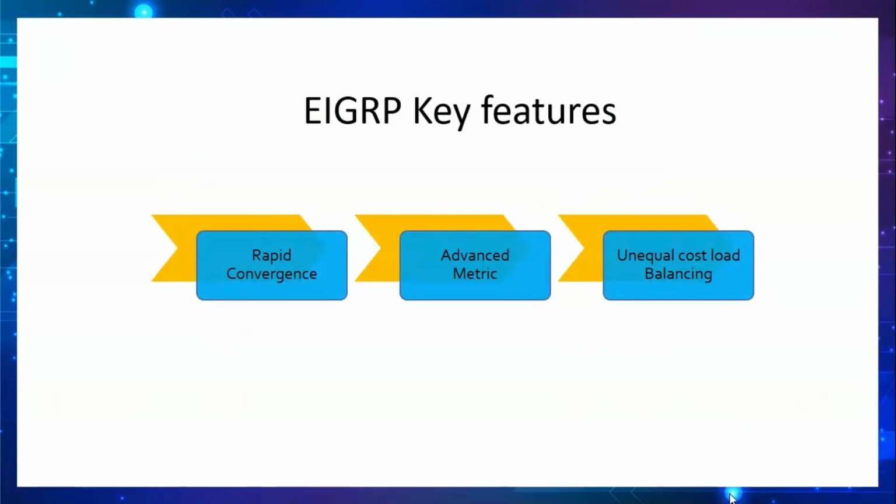The other one is unequal cost load balancing. OSPF supports load balancing, but only with equal cost. But EIGRP has the ability to perform unequal cost load balancing, allowing traffic to be distributed across multiple paths with different metrics.